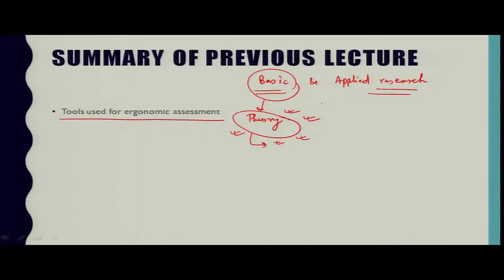effortful cognitive processing. And applied research can be defined as the development of theory and principles whose findings are relatively specific to a particular population and task, and it is related to some kind of application. That may be the development of any product or any system. So there is a slight difference between basic and applied research.